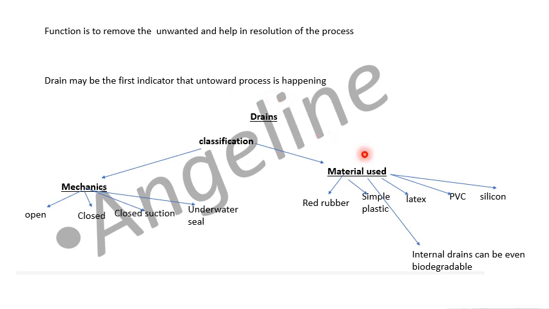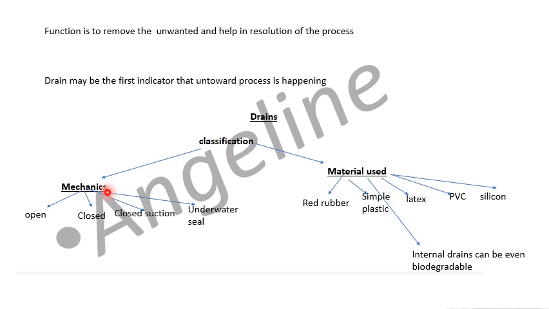What I find with students most of the time is that they mix up this with this part. A classification can be based on many things. If you understand what it's based on, then you will not go wrong. Because an open drain may be any of these materials. If you understand that, there'll be no confusion in crossover.